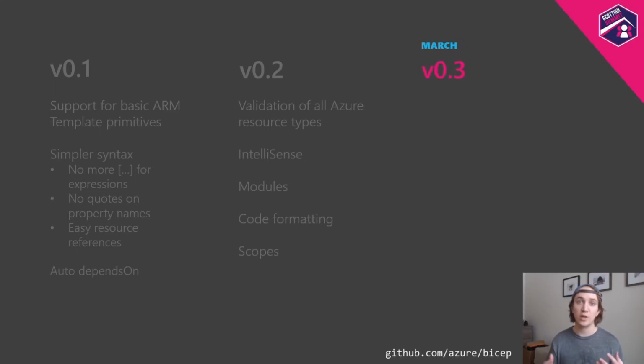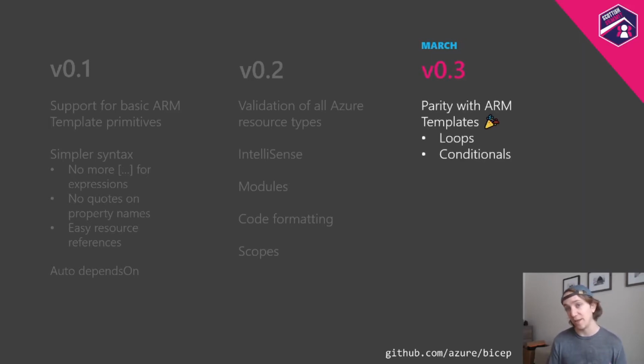With 0.3, what we're really driving towards is enabling production usage of Bicep. And in order to do that, in order for you to be able to move all your ARM template usage into Bicep usage, we needed parity. So we needed to make it so that there was nothing that you couldn't accomplish in Bicep that you can do in ARM templates. The big things are loops and conditionals.